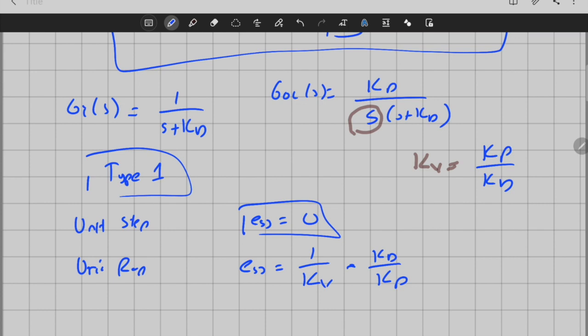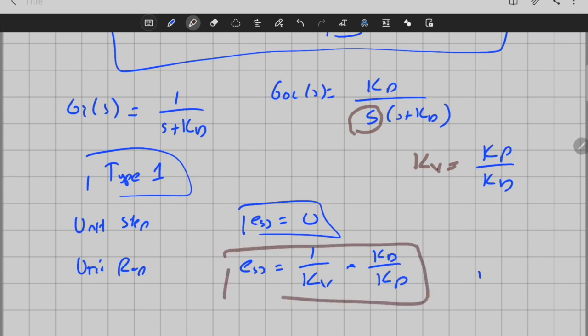So what should I do to decrease my steady state error or improve my steady state performance? Either I need to increase kP or I need to decrease kD. This is also important because KD is the D gain or derivative gain, which is helpful for stabilizing the system. But as you can see, it has a negative effect on steady state performance. So if I increase KD, in order to satisfy steady state performance, I should also increase KP. Okay, that's nice. We already computed that also.